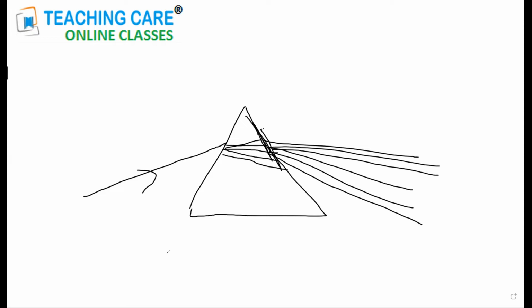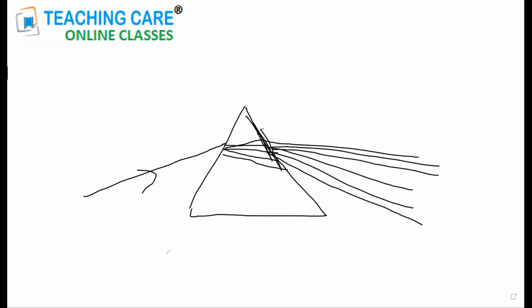Suppose we have created a vacuum here. This is a vacuum. Vacuum is nothing but empty space. There is nothing in between. There is no atom, no molecule, no solid, no liquid, nothing. Completely empty. Now when we send light waves, what happens? This light wave can travel through it with the speed of light.